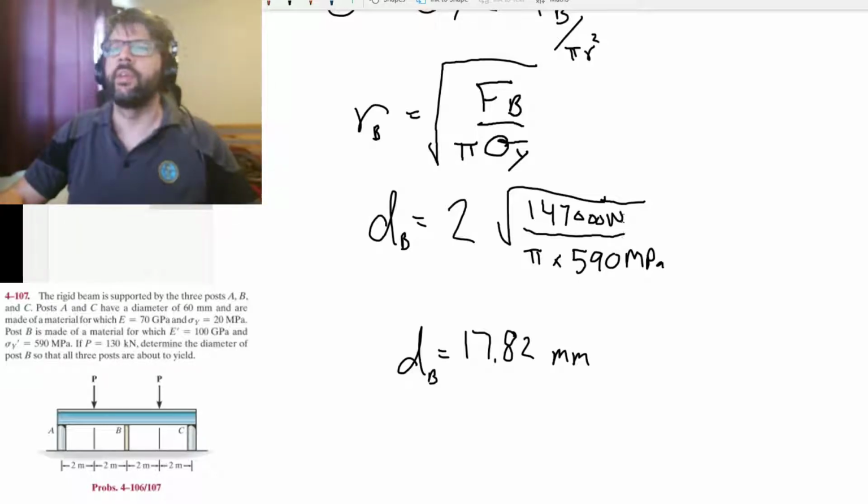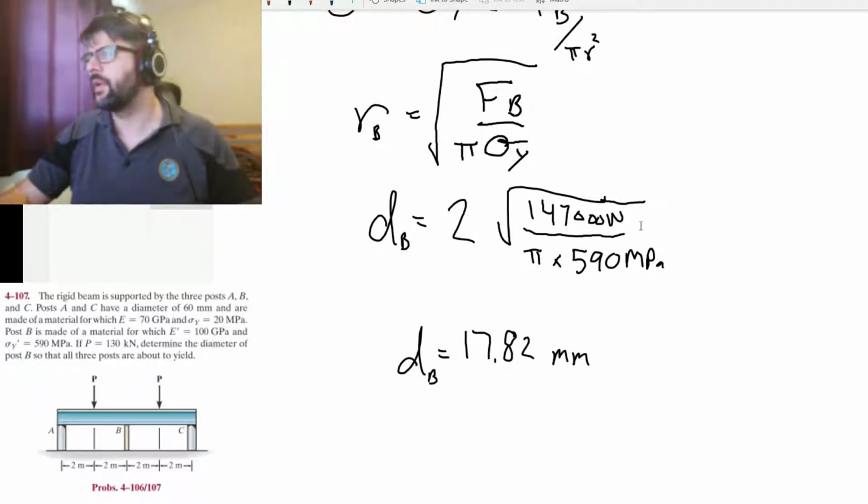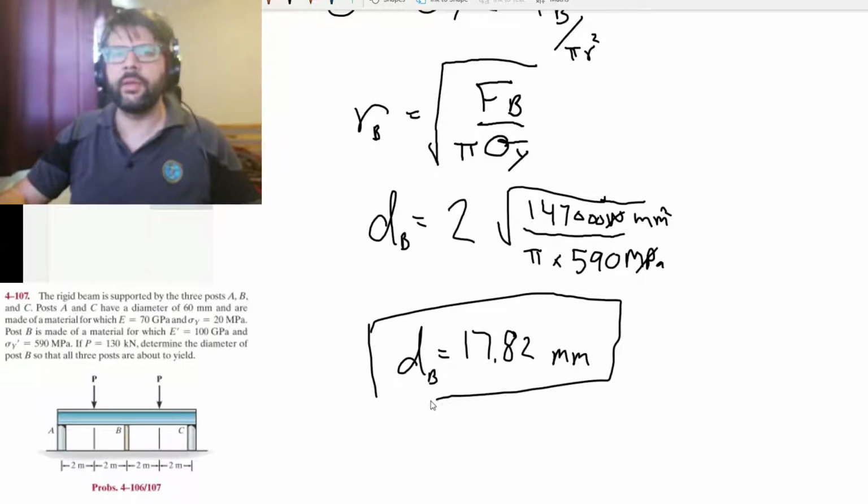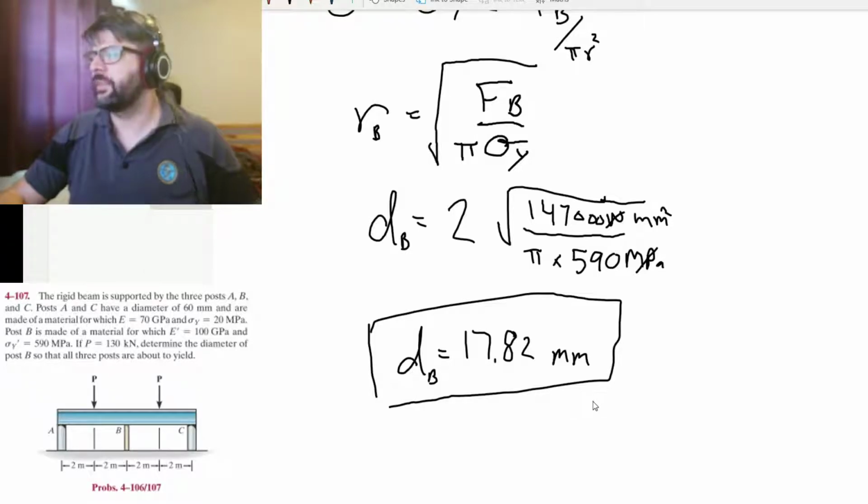147,000 newtons divided by pi times our 590 MPa. Newtons divided by MPa, the newtons cancel out, which will give us millimeters squared, which when we take the square root gives us millimeters at the end here. So our units cancel out nicely and give us a diameter for that rod of 17.52 millimeters.